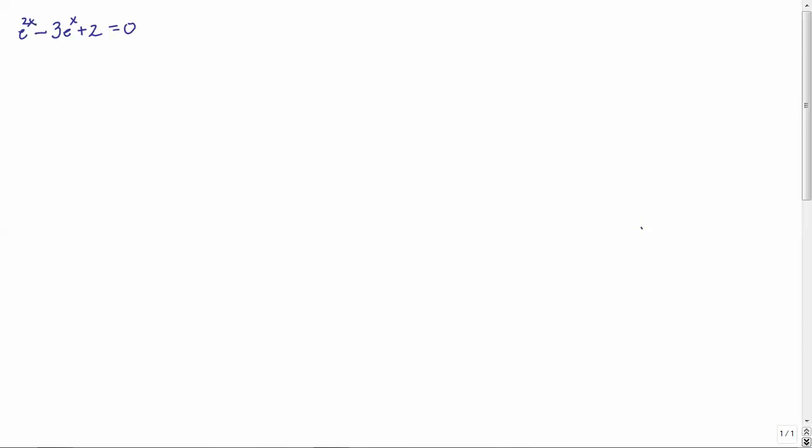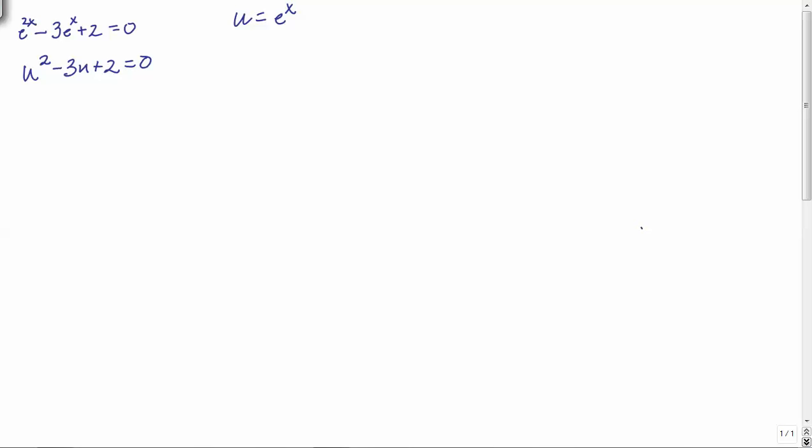So the first thing that we can do in this equation is recognize that this looks like a quadratic. If we said we had some u equal to e to the x, if we just substitute u for e to the x, this equation, e to the 2x minus 3e to the x plus 2, would turn into u squared minus 3u plus 2 equals 0.